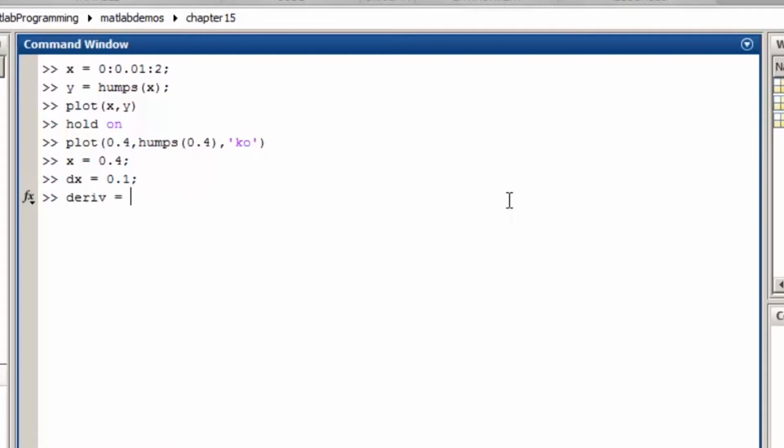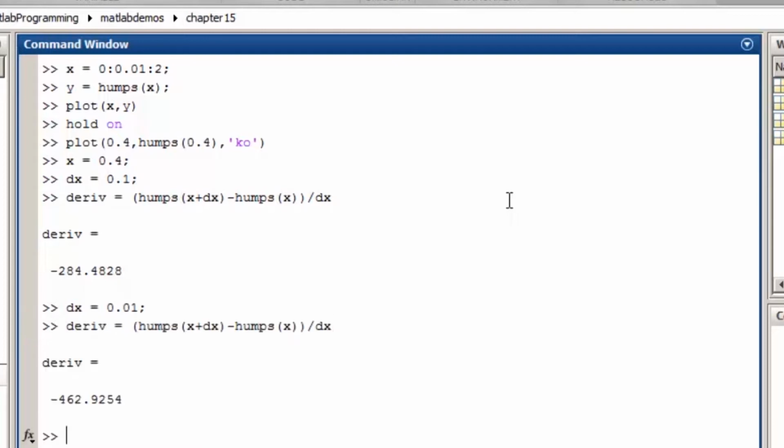Deriv equals the value of the Hump's function at x plus dx minus the value of the Hump's function at x. This difference in the function value is divided by dx, which is the difference in the values of the independent variable. This value of delta x gives an estimate of the derivative as about negative 284. We don't really know whether this is correct or not though, so let's reduce the delta x by a factor of 10.